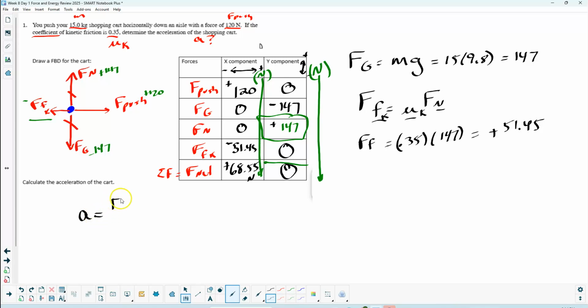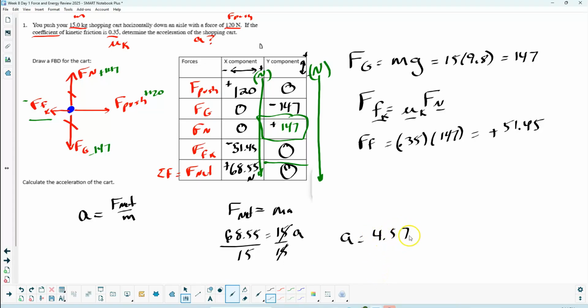A equals net force over m, or F equals ma. You did it that way, and you're going to plug in and solve. So the net force is 68.55, mass is 15, and A is what we're looking for. So divide through by 15, and you get an acceleration of 4.57 meters per second squared. So that's the answer to the first one.